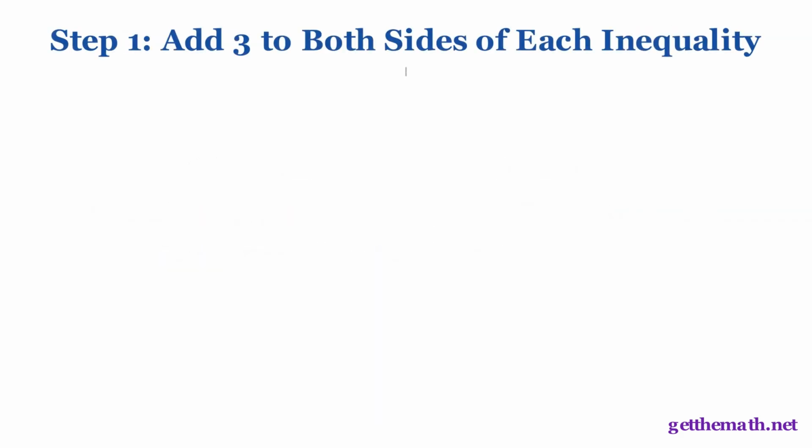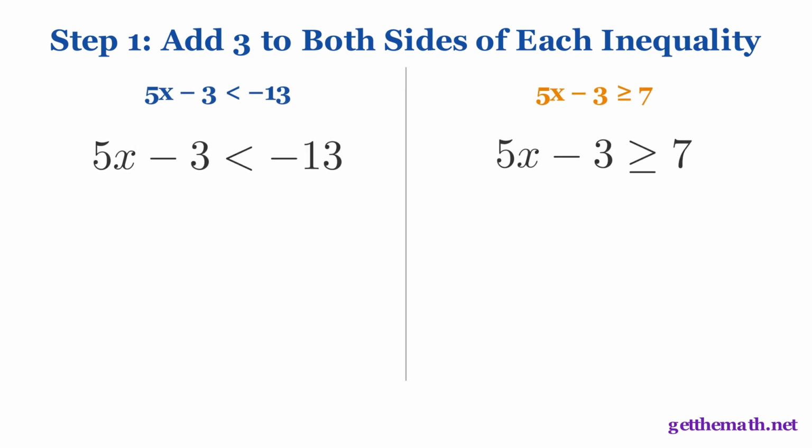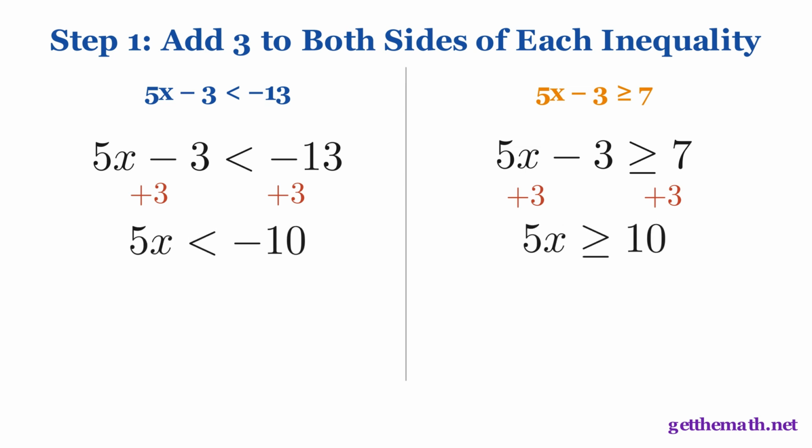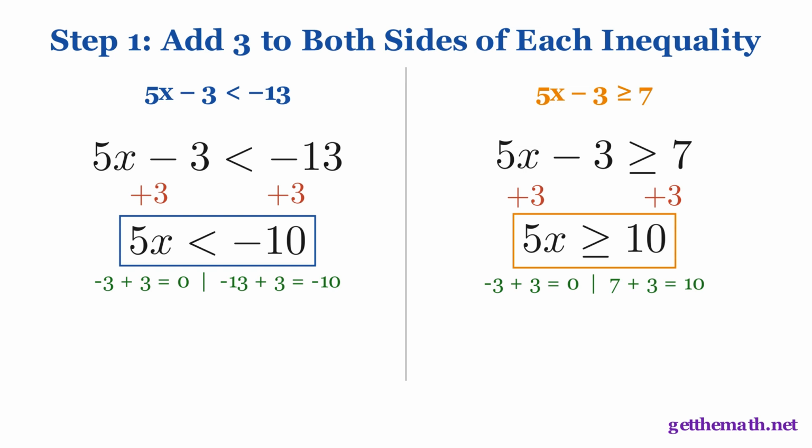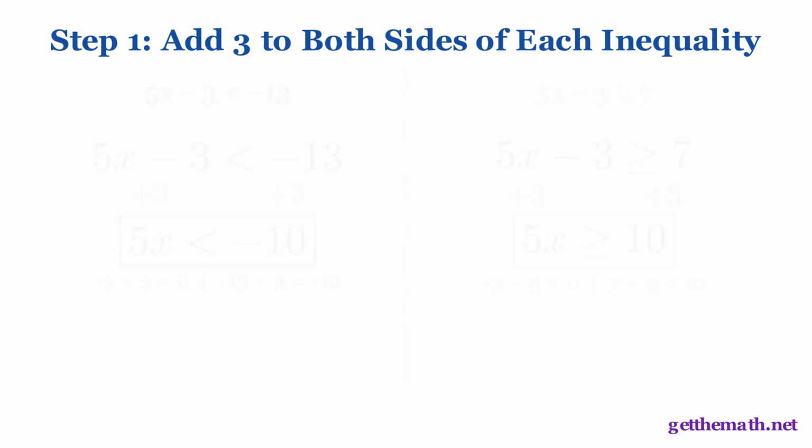Step 1. Add 3 to both sides of each inequality at the same time. On the left side, 5x minus 3 plus 3 gives us 5x, and negative 13 plus 3 gives us negative 10. So the left side becomes 5x is less than negative 10. On the right side, 5x minus 3 plus 3 gives us 5x, and 7 plus 3 gives us 10. So the right side becomes 5x is greater than or equal to 10.